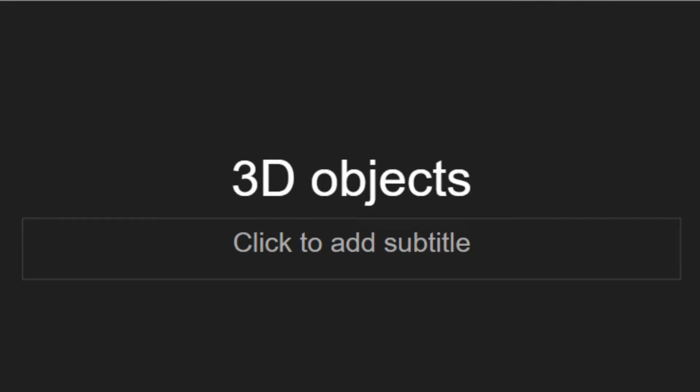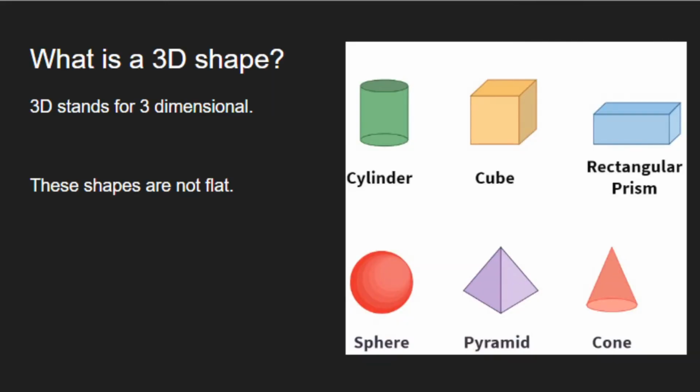In this lesson, we're going to learn about 3D objects. What is a 3D shape or object? 3D stands for three-dimensional, so similar to two-dimensional, but not quite. These shapes are not flat. They have 3 dimensions.